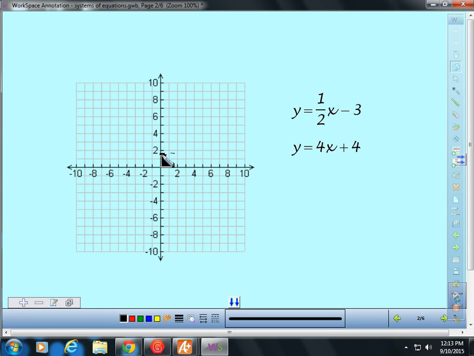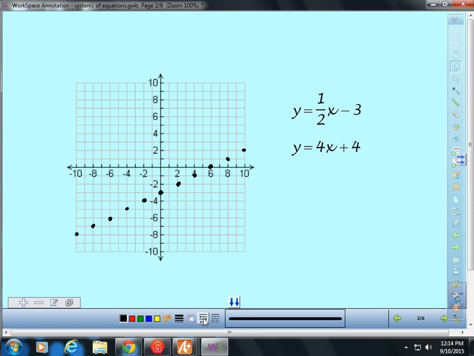So the first equation starts at -3. The slope is 1/2. So I'll go up 1, right 2, up 1, right 2, up 1, right 2, up 1, right 2, up 1, right 2. And you could go backwards, and so on and so forth. I hope we know how to graph. If you don't, you need to come see me for help.